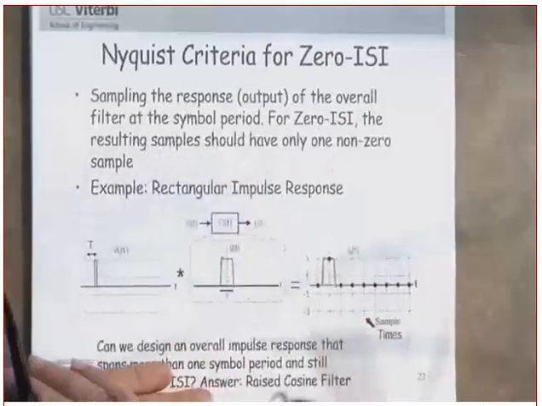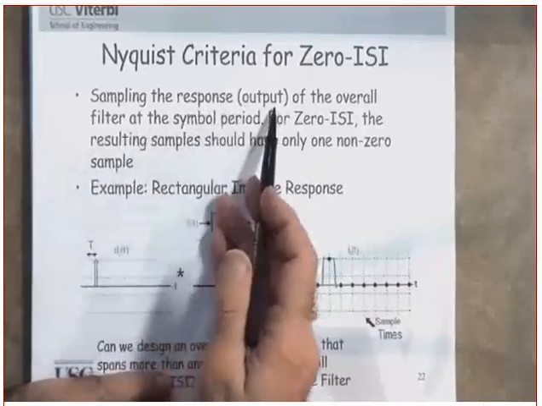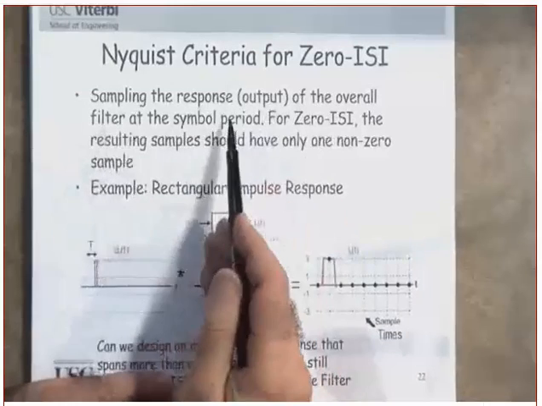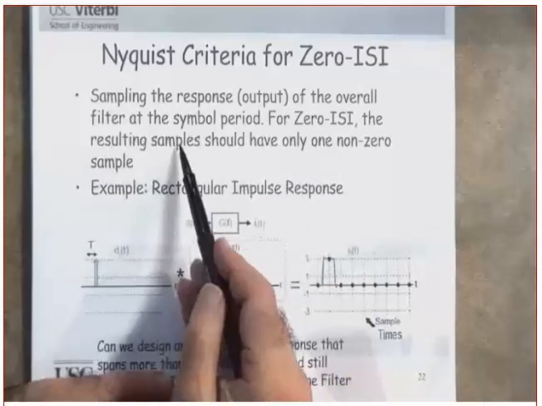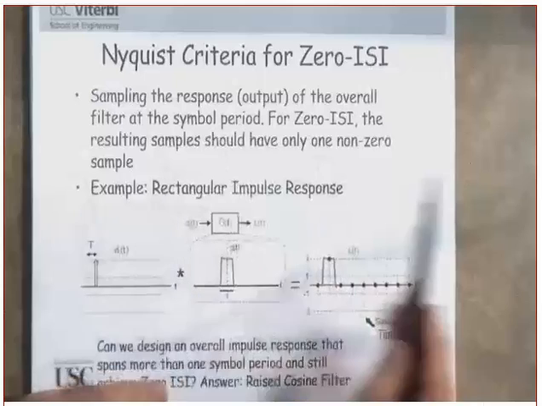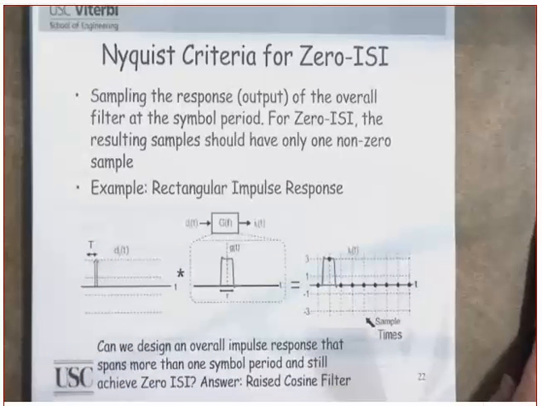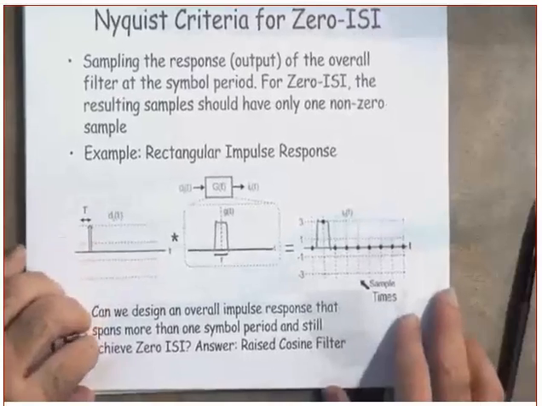The Nyquist criteria for zero intersymbol interference: we need to sample the response or the output of the overall filter at the sampling period. For zero intersymbol interference, the resulting samples should have only one non-zero sample. All the other samples, their contribution has to be equal to zero. Clear? All of them have to be equal to zero.